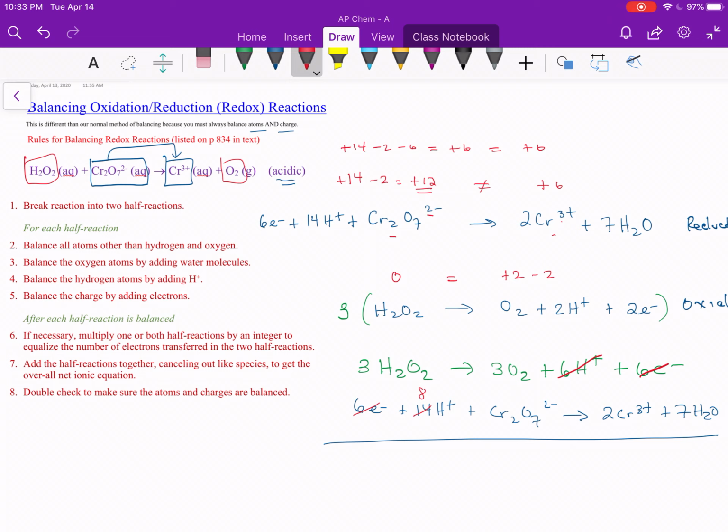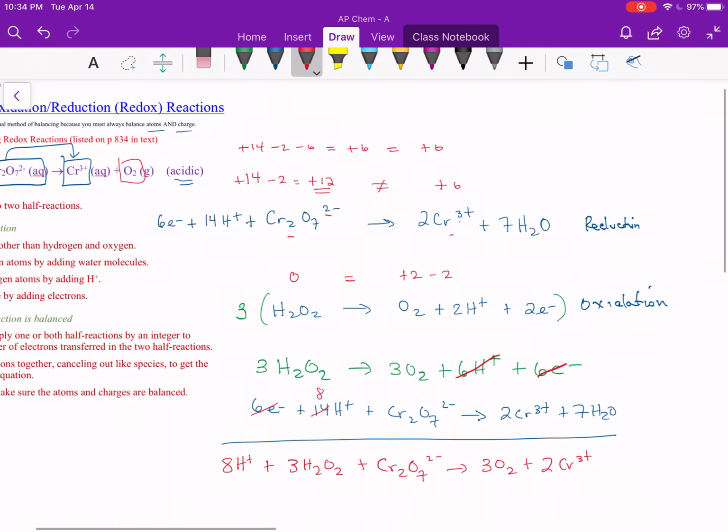So now if I'm writing the balanced overall, I would have 8 H pluses plus 3 H2O2 plus Cr2O7 2 minus going to 3O2 plus 2Cr3 plus plus 7H2O. And so that looks a lot different than what we started with.